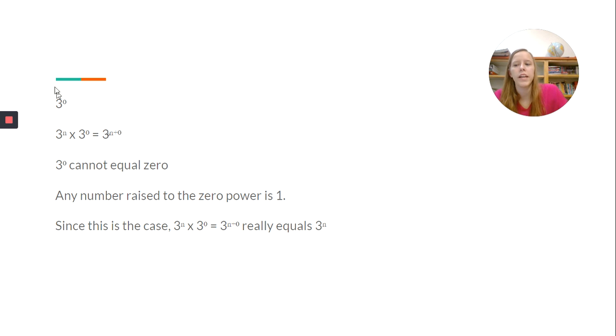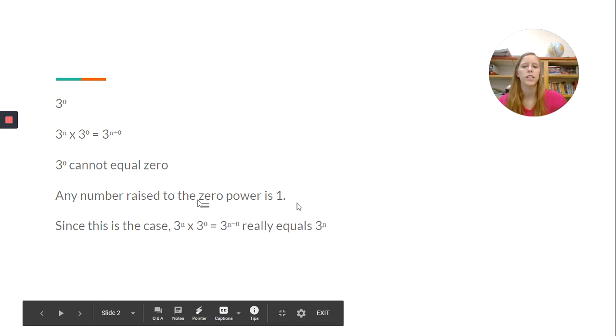Okay, so we have 3 to the 0 power. And then what if we say 3 to the nth power times 3 to the 0 power? We know we can add those exponents, which means that 3 to the 0 power cannot equal 0, because then that would mean that this also equals 0.